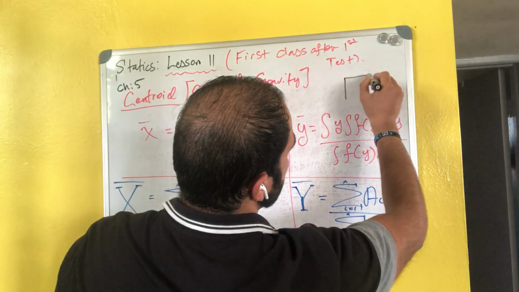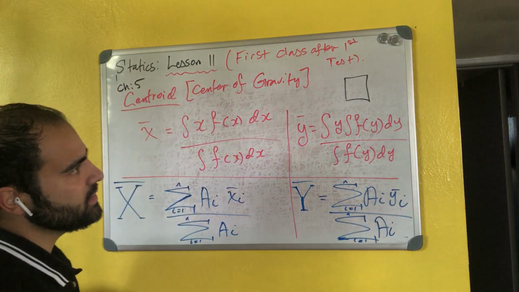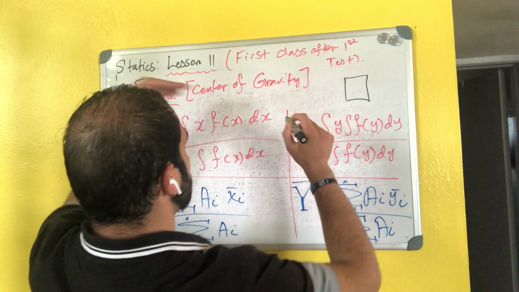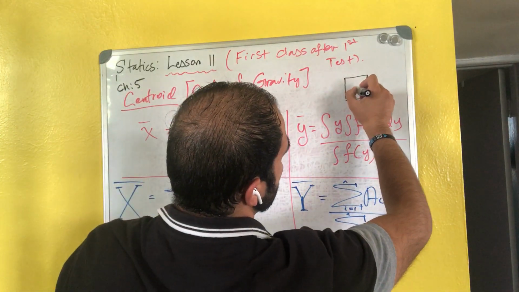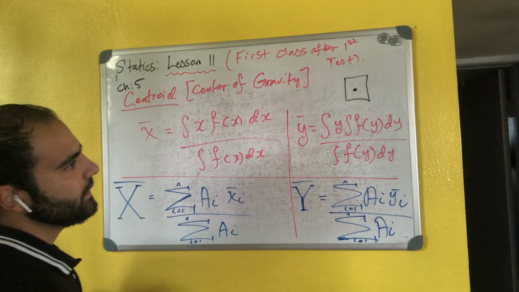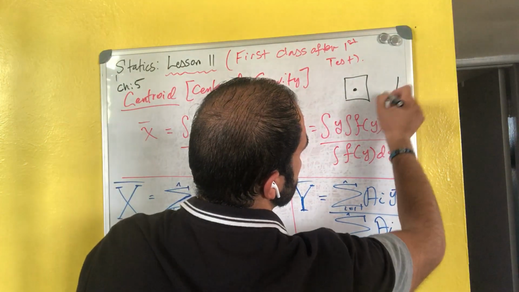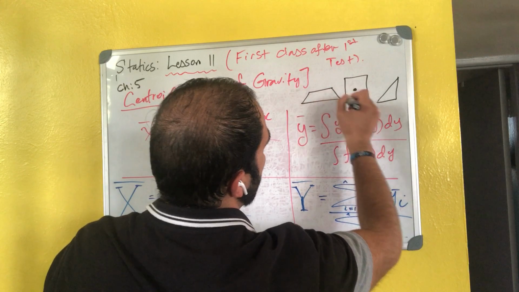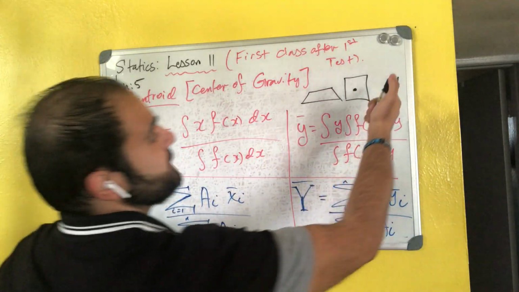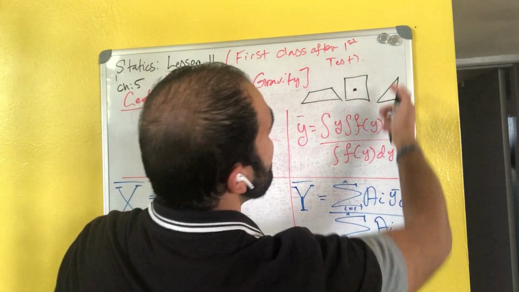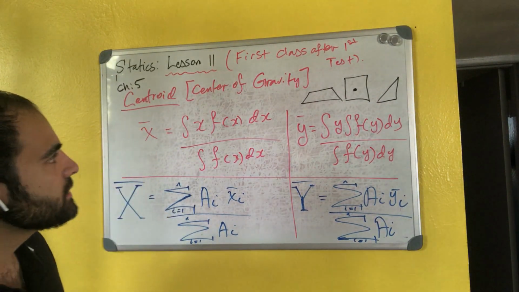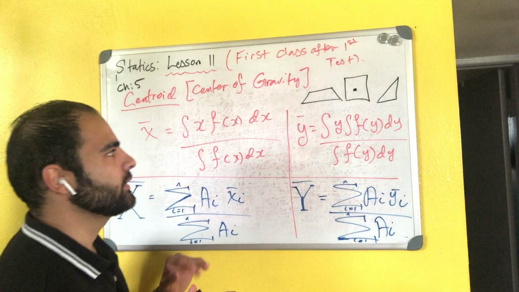You have a beam, whatever the shape is. The center of gravity is in the middle, right? But if you have something like this, or maybe even something like this, trapezoidal shape, rectangular shape, easy, triangular shape, any shape. So that's the topic for today.